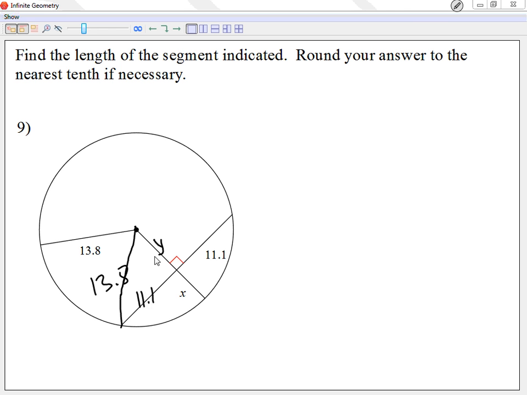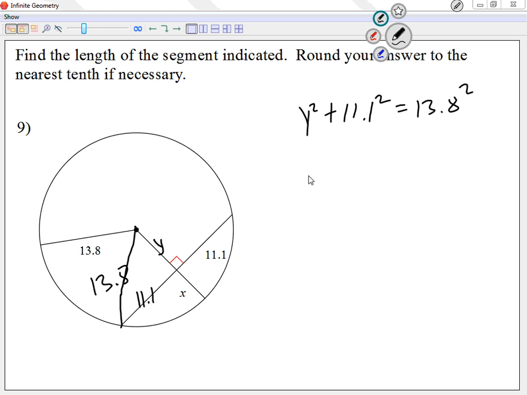So now, let me complete this triangle. I'm going to go y squared plus 11.1 squared is equal to 13.8 squared. I came out with a y because I don't know how big that side is, and I couldn't call it x because I'm already using x. So I know 11.1 squared is 123.1, and 13.8 squared is 190.44.